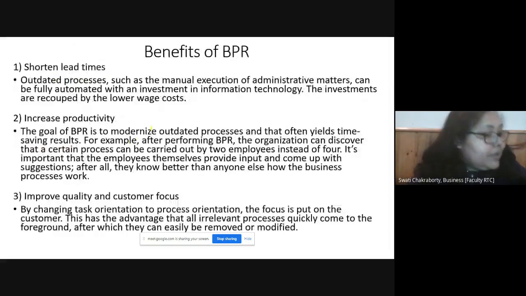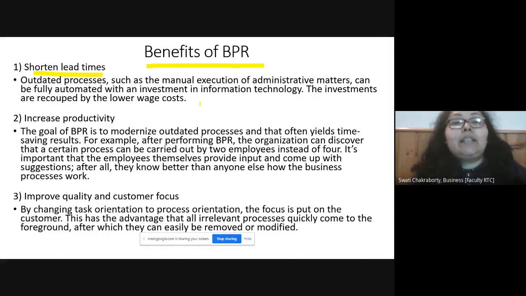So the benefits of business process re-engineering. First is it helps in shortening the lead times. Time reduces, okay? Why? Because now, instead of all the manual work, today it's an automated system. There's information technology. People are investing more in information technology, resulting in reduction in the wage, fewer employees actually needed. Increase in the productivity.